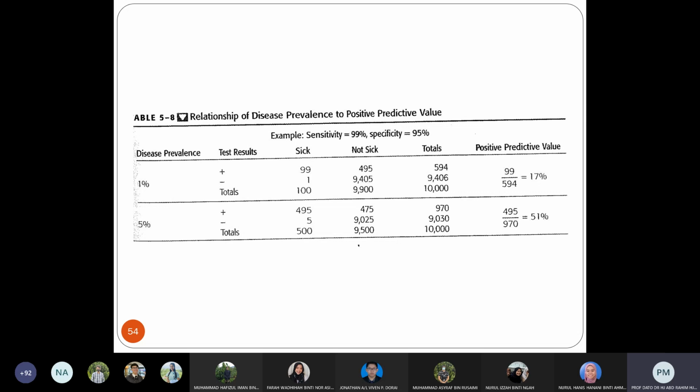And then we just see here, we look at a prevalence of 1% and a prevalence of 5%. The positive predictive value is 17% if it is a prevalence of 1%. This is using the same numbers, but we put prevalence of 1%, which is 99 over 1. If it is 5%, 500 cases, so we put 495 and 5. So the positive predictive value for 5% is actually higher. From 17, it moves to 51%.